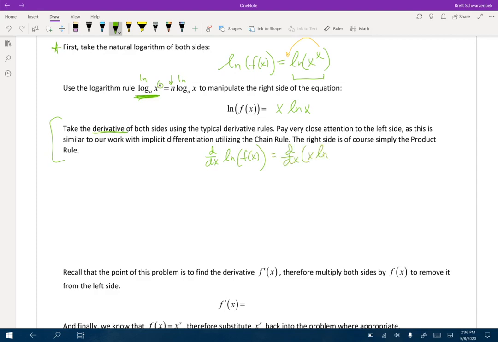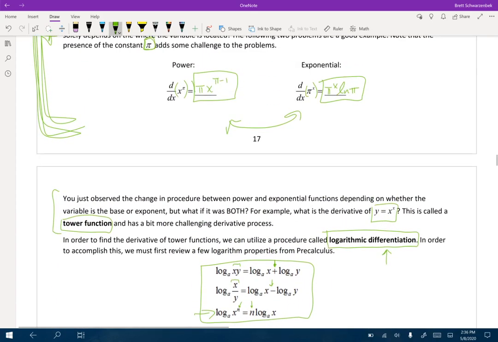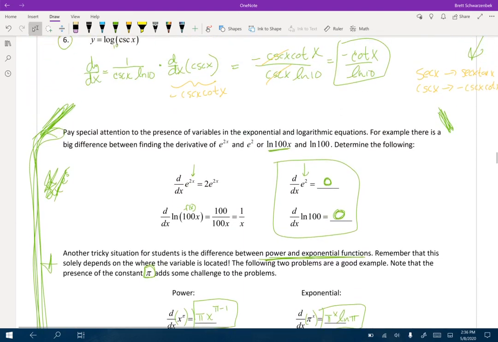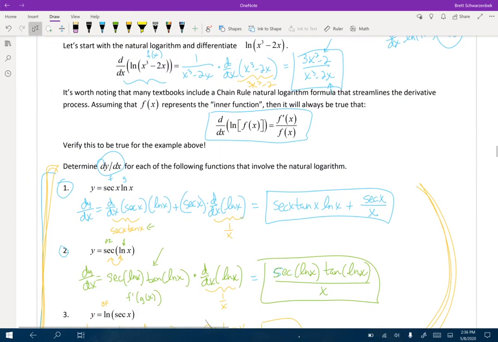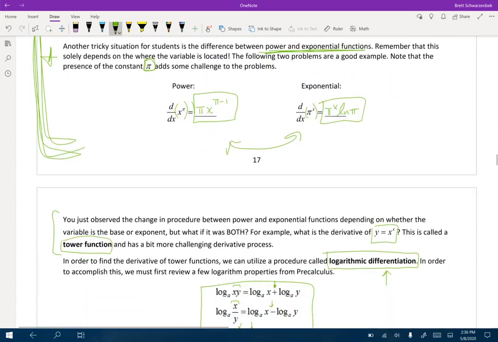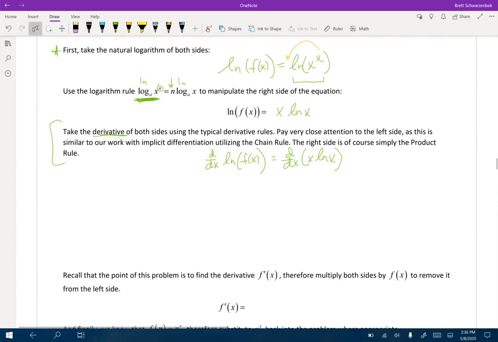Okay. So on the left side, if you recall, this is an example of implicit differentiation. But luckily enough, I gave you a shortcut up here somewhere. Hold on. I gave you a shortcut that you can basically use to avoid implicit differentiation. So the derivative of the natural log of f of x is always going to be f prime over f. So that's what we're going to put on the left side: f prime of x over f of x.